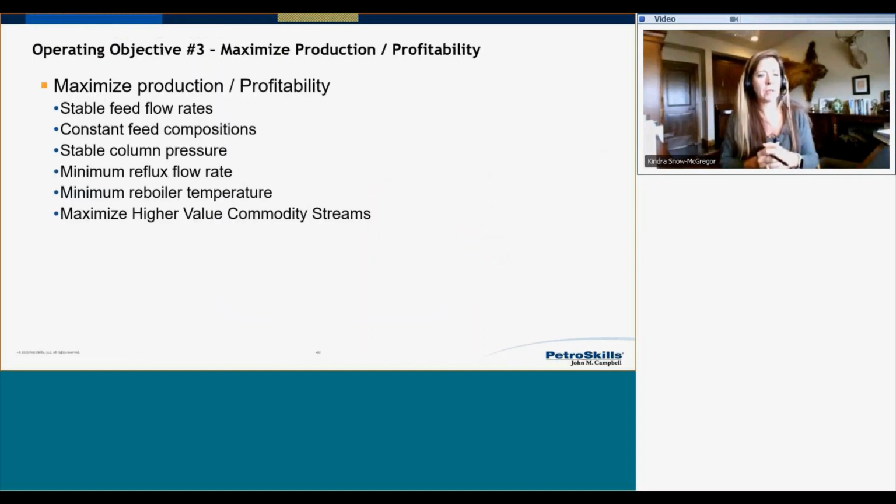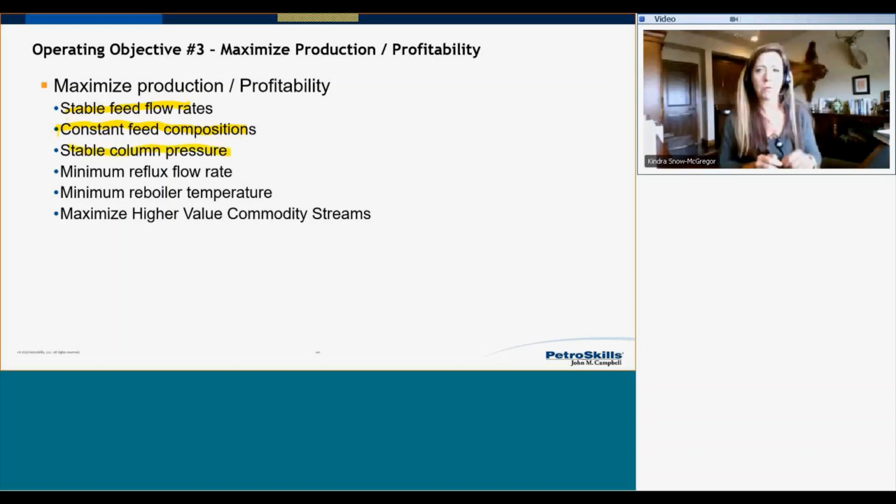All right, so the third operating objective is I really need to be sure that I'm maximizing my production and profitability. And so how do I do that? Well, first thing, I need stable feed flow rates, all right? I need to keep that column very stable. They do not like changing, swinging feed flow rates. I will not be able to maintain a product specification. Constant feed compositions are desirable. Changing feed compositions can cause havoc in these distillation columns and cause my compositions to go off spec.